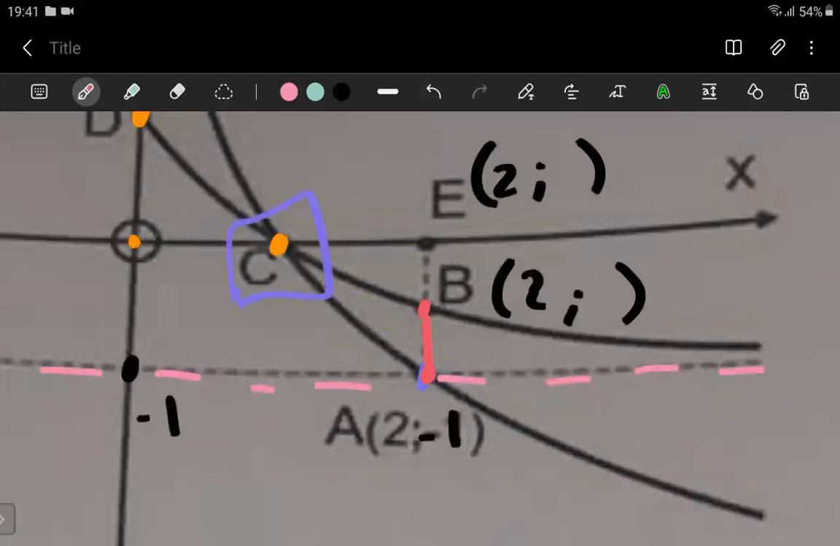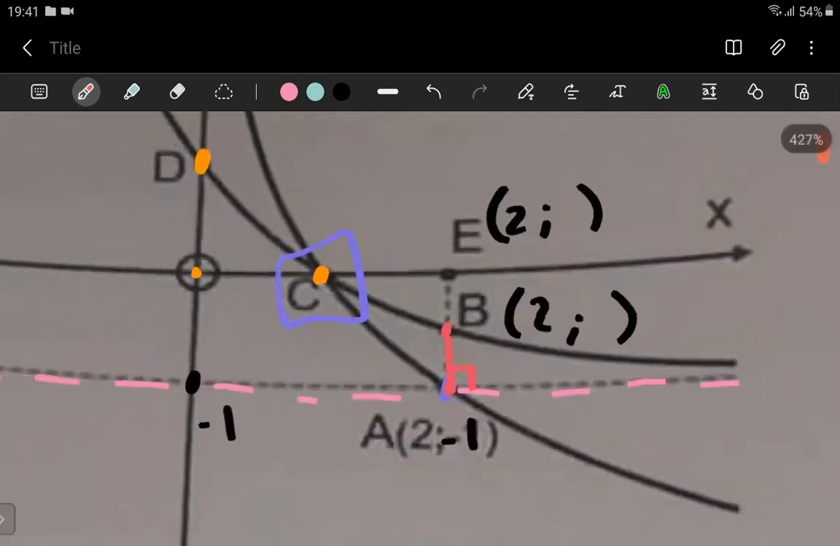Remember, we can't use the gradient formula, well, we don't have the y value for B. But they did tell us that this line is perpendicular to the x-axis. So meaning this line, m must equal to -1 because it's perpendicular.